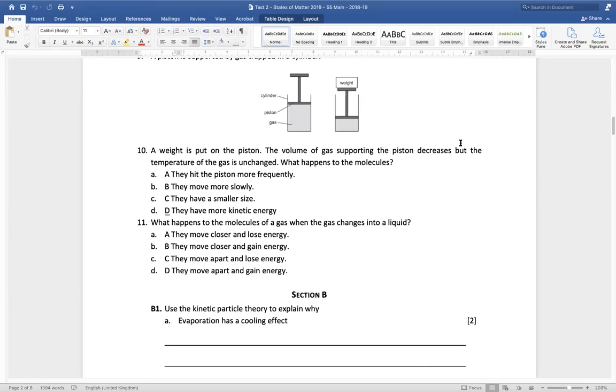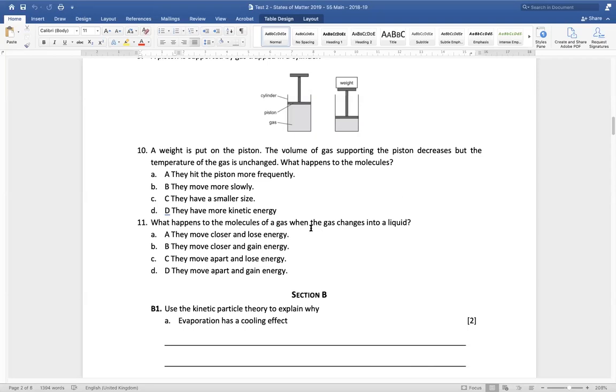Remember, this is a tricky question. D cannot be the answer, although our first attempt would be, oh, this is D. They are coming closer together, they'll move faster. But the thing is that temperature is unchanged. So yeah, very good, Noor, Mishal, and Amna. The answer is A. They hit the piston more frequently, which is another way of saying that there's higher pressure.